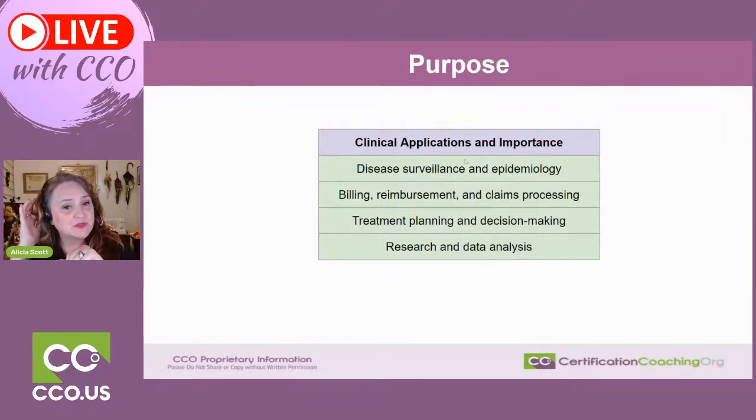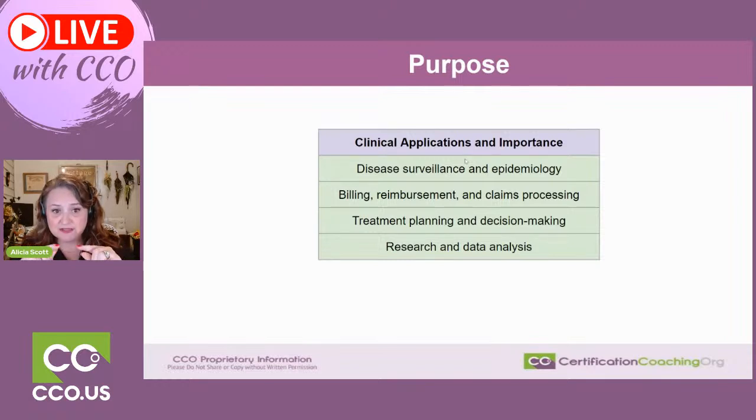So what is actually the purpose of these codes? Why are we doing this in the first place? Clinical application and the importance of understanding the disease epidemiology. We do it for billing and reimbursement and claims processing. We also use them for treatment planning and decision making and research and data analysis. All of that is extremely important. That's why I tell you we code for statistical purposes. It happens to be a convenient way to get paid.